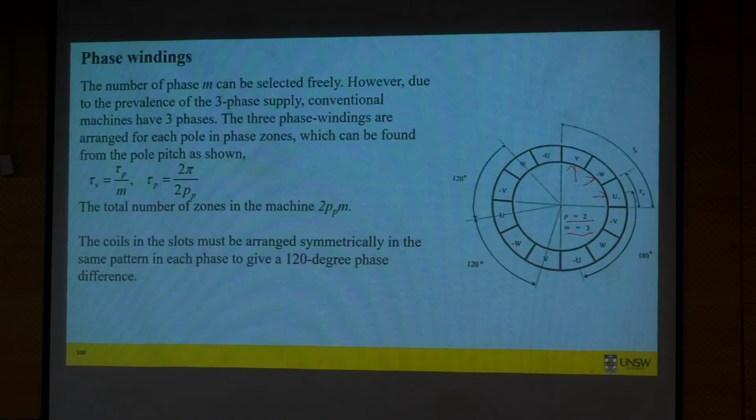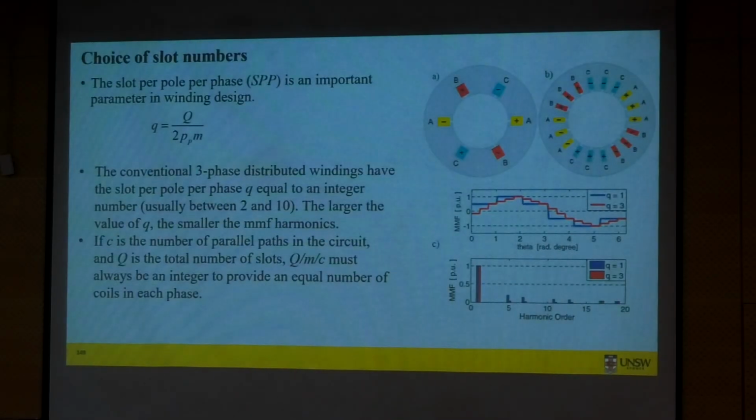Phase A, here phase U, is positive, but the second phase W is negative, and the third phase C, or V, is positive. So it has to be like this under one pole. If we don't have this, you will not get a 120-degree phase difference between the three windings. So that's how we have to distribute. We may discuss a bit more there.